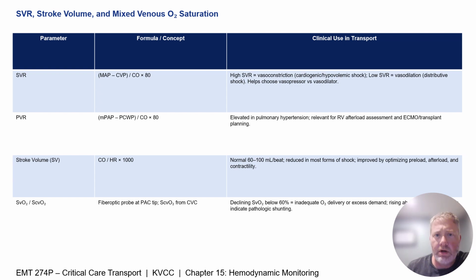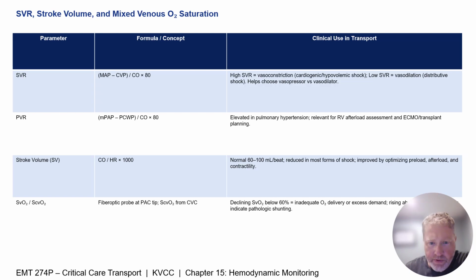Mixed venous or central venous oxygen saturation gives you insight into the balance between oxygen delivery and tissue demand. A falling venous saturation suggests that tissues are extracting more oxygen because delivery is either inadequate or demand is increased.